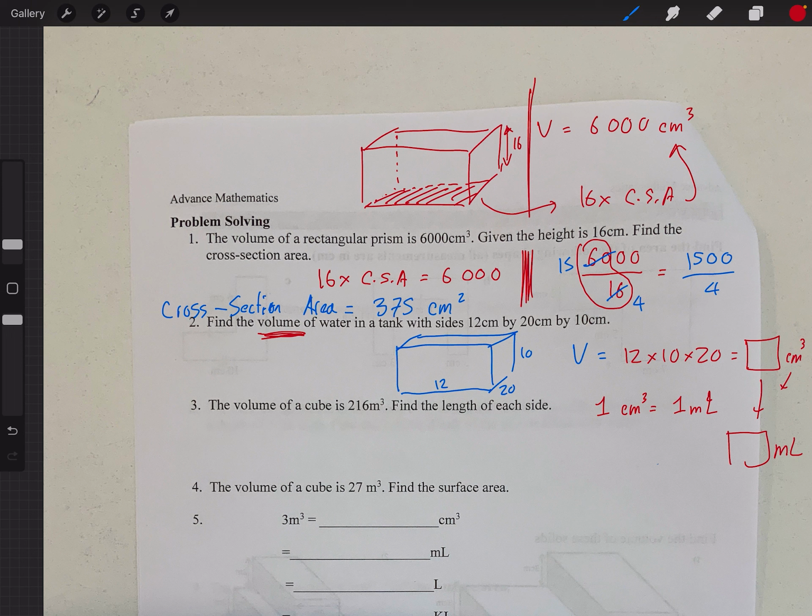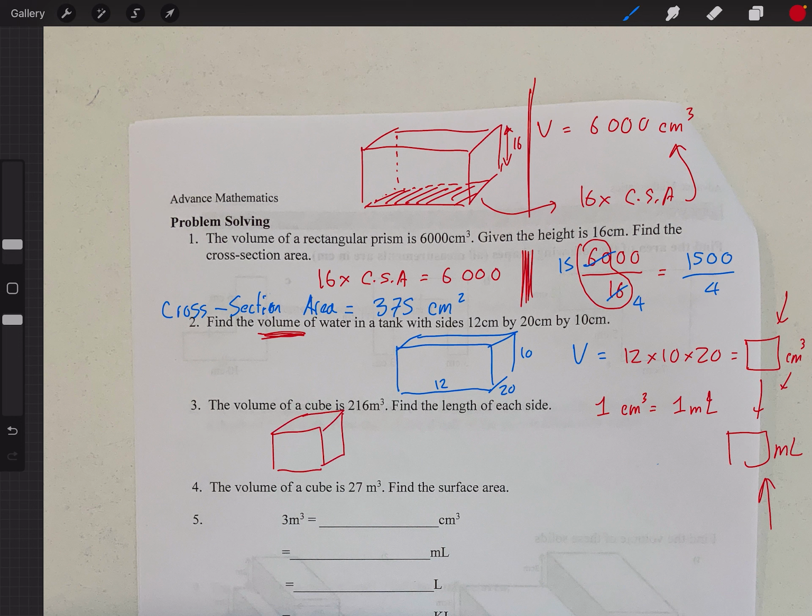If you put the answer in centimeters cube, I guess I can still consider it correct, but the better answer will be in milliliters, alright? Just put the same answer, just in milliliters. Now question 3 says the volume of a cube is 216, find the length of each side, which means that you have a volume, a cube.